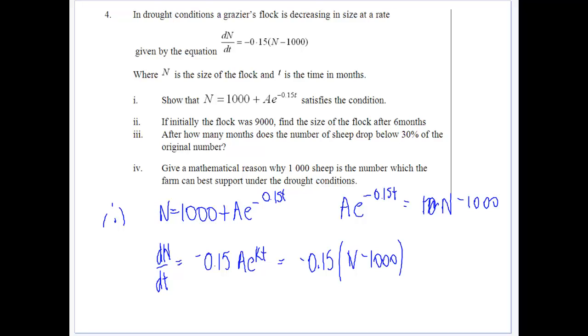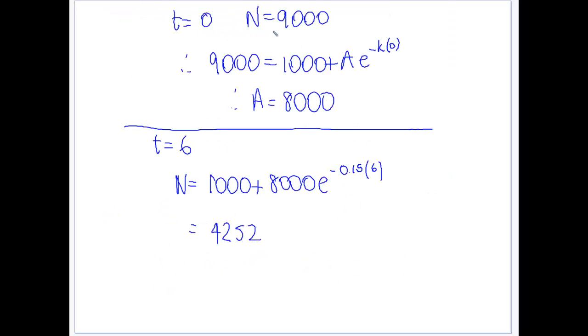The second part, we want to show that if the flock was 9,000, find the size of the flock after 6 months. So t was equal to 0, N was 9,000, so we're able to find that a is 8,000 from that part. And then when t was equal to 6, we were able to get 4,252 from that.